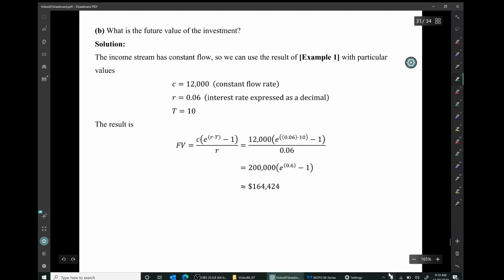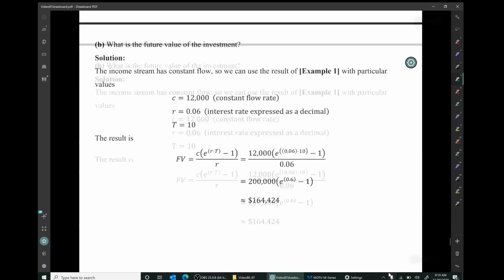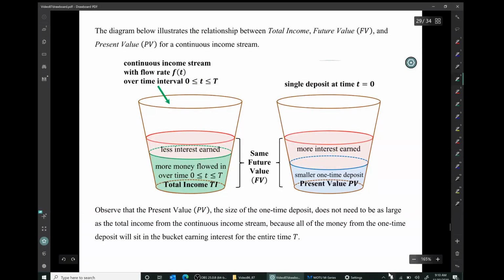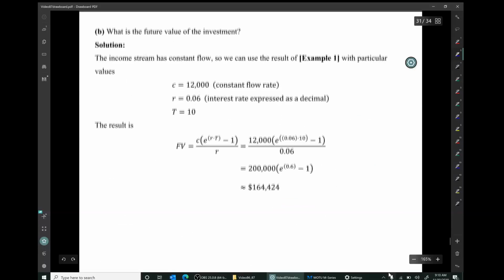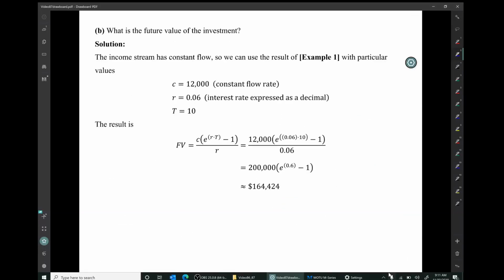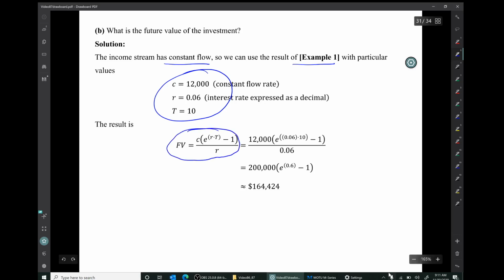Question B is, what's the future value of the investment? That's asking, what is this whole amount? Well, this income stream has constant flow, so we can use the result of example 1 with particular values. Little c is 12,000, that's the constant flow rate. Little r is 0.06, that's the interest rate expressed as a decimal, and capital T is 10. The result is, using that formula from example 1, substituting in those numbers, we get this expression.